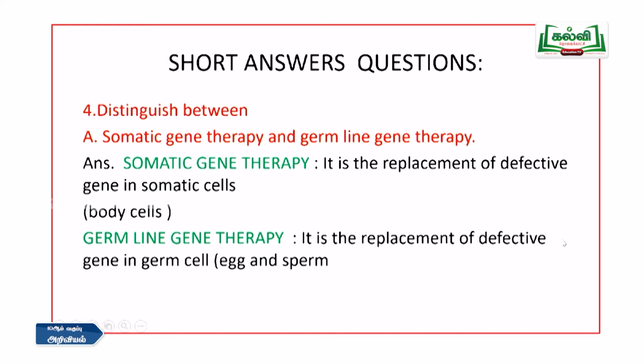The answer for this: somatic gene therapy is the replacement of defective gene in somatic cells, in brackets body cells. Germ line gene therapy is the replacement of defective gene in germ cells. Only a simple thing: first one, you want to write somatic cells. Second place, you want to write germ cells. In germ, you want to write the example egg and sperm.